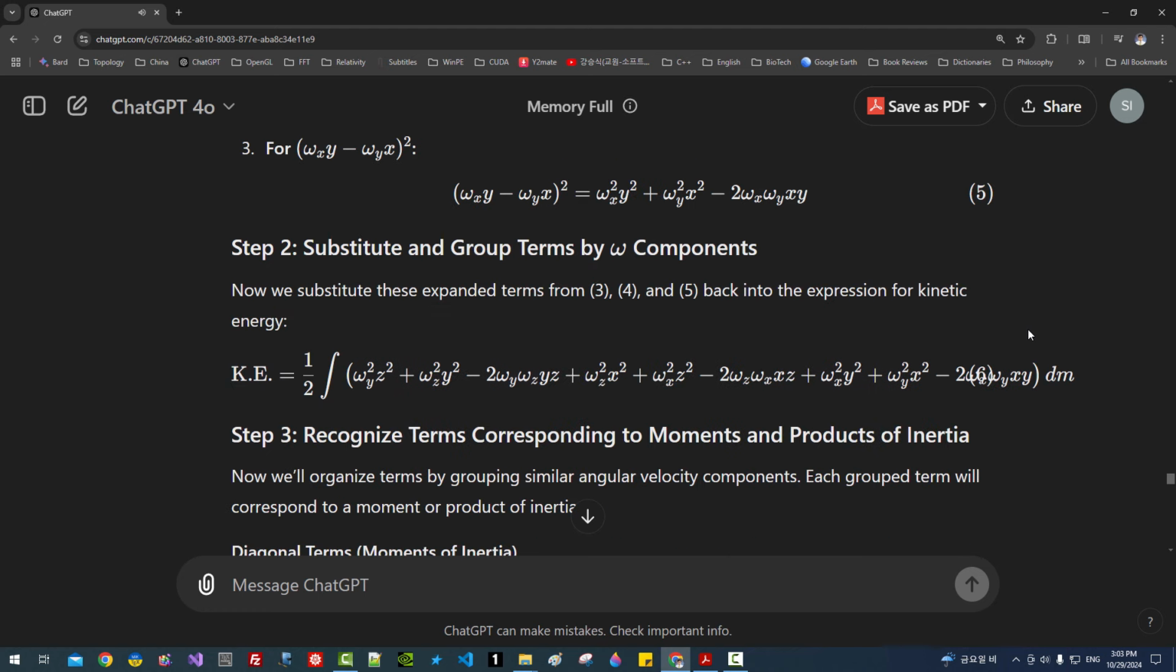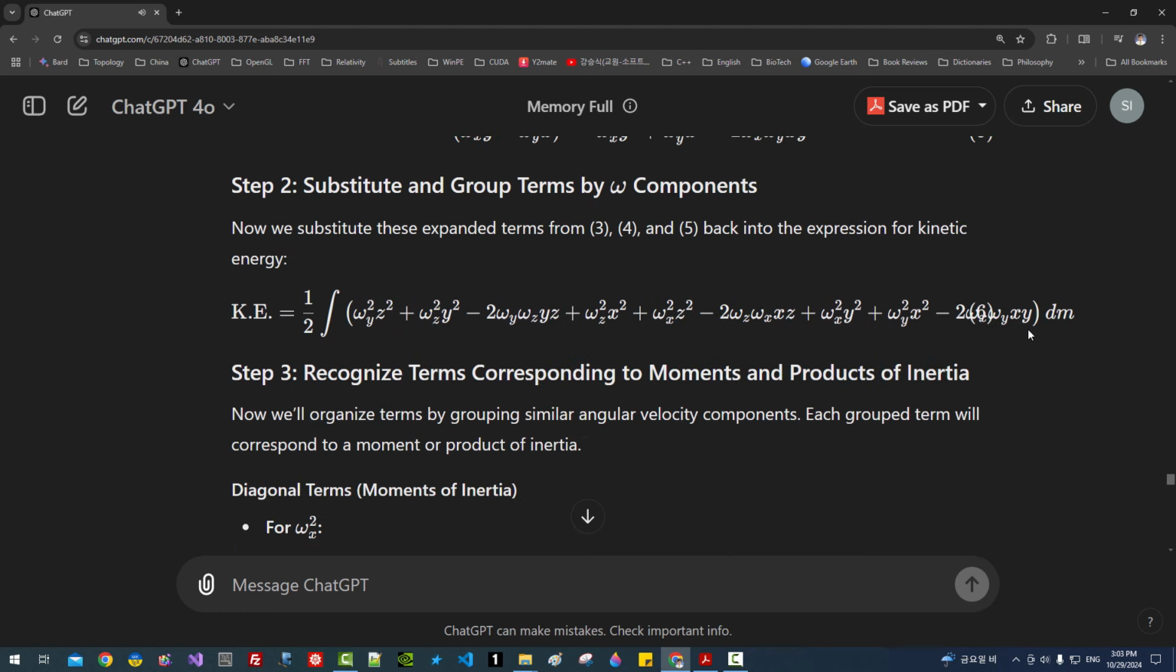Step 2. Substitute in groups by omega components. Now we substitute these expanded terms from 3, 4, and 5 back into the expression for kinetic energy. KE equals 1/2 times the integral of: ω_y² z² + ω_z² y² − 2 ω_y ω_z y z, plus ω_x² z² + ω_z² x² − 2 ω_z ω_x x z, plus ω_x² y² + ω_y² x² − 2 ω_x ω_y x y.